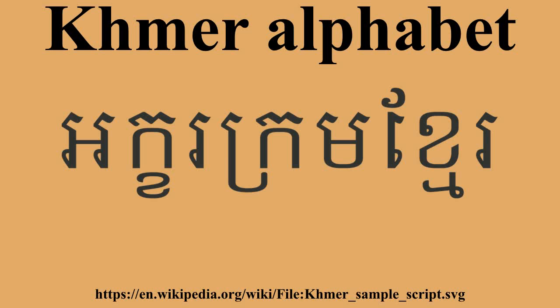The Khmer alphabet. The Khmer script is an abugida script used to write the Khmer language. It is also used to write Pali in the Buddhist liturgy of Cambodia and Thailand. It was adapted from the Pallava script, a variant of the Grantha alphabet descended from the Brahmi script, which was used in southern India and Southeast Asia during the 5th and 6th centuries AD.